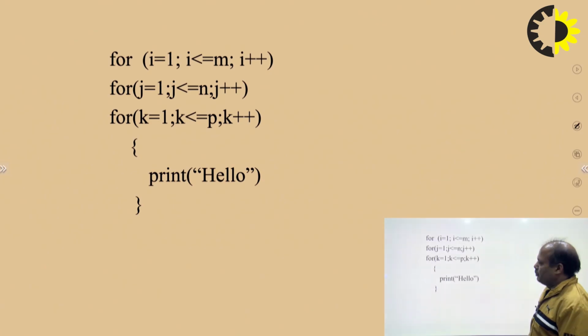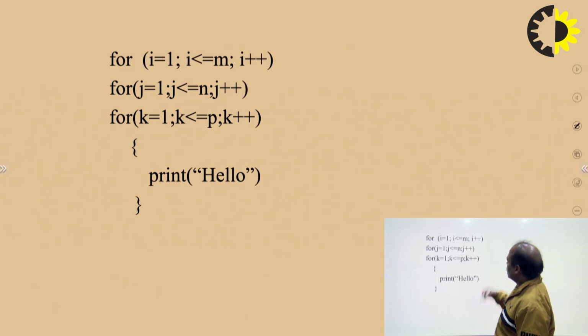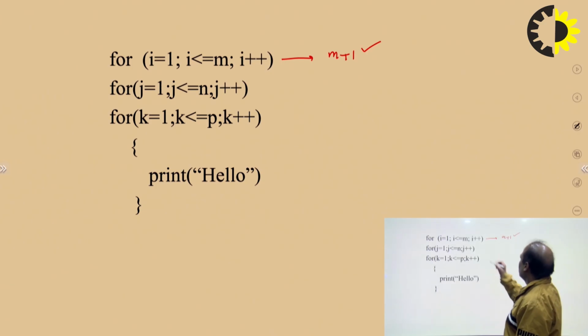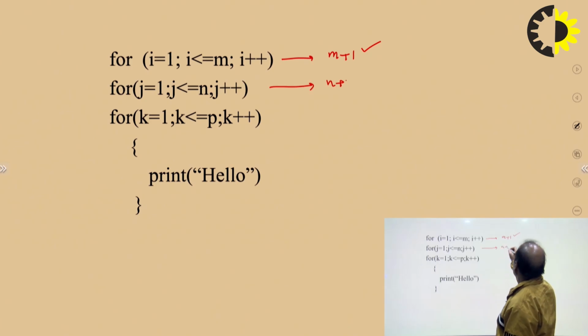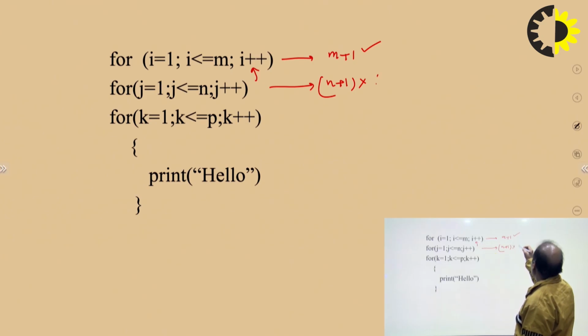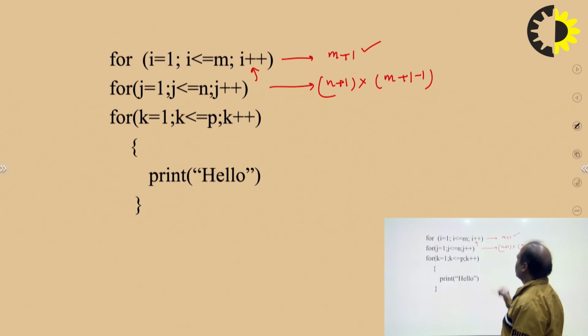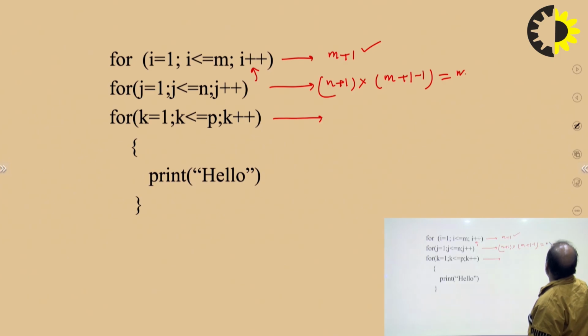Similarly, if you talk about a triple loop, you see here, this will be like m plus 1, correct, under the same methodology. And this is n plus 1 into, you know, it is the body of the previous loop. So this is m plus 1 minus 1. Yes. And similarly, if you simplify it, m into n plus 1.